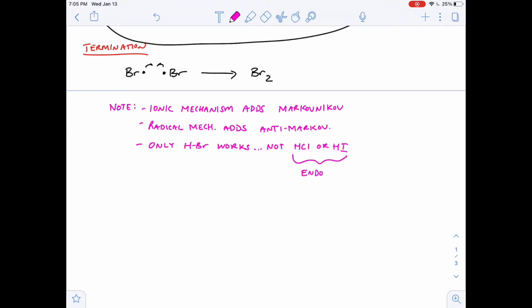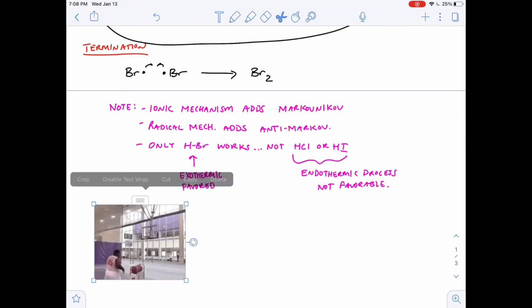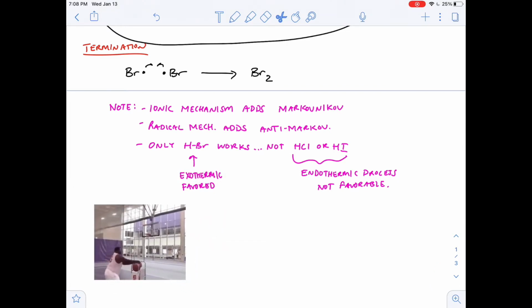Long story short, for those others it's overall going to be an endothermic process, so this isn't going to be favorable. There just aren't conditions suitable for this mechanism to achieve a substantial amount of the ideal product. HBr is exothermic, it's very favorable, and the process is great. We can get a high percentage of our desired compound.